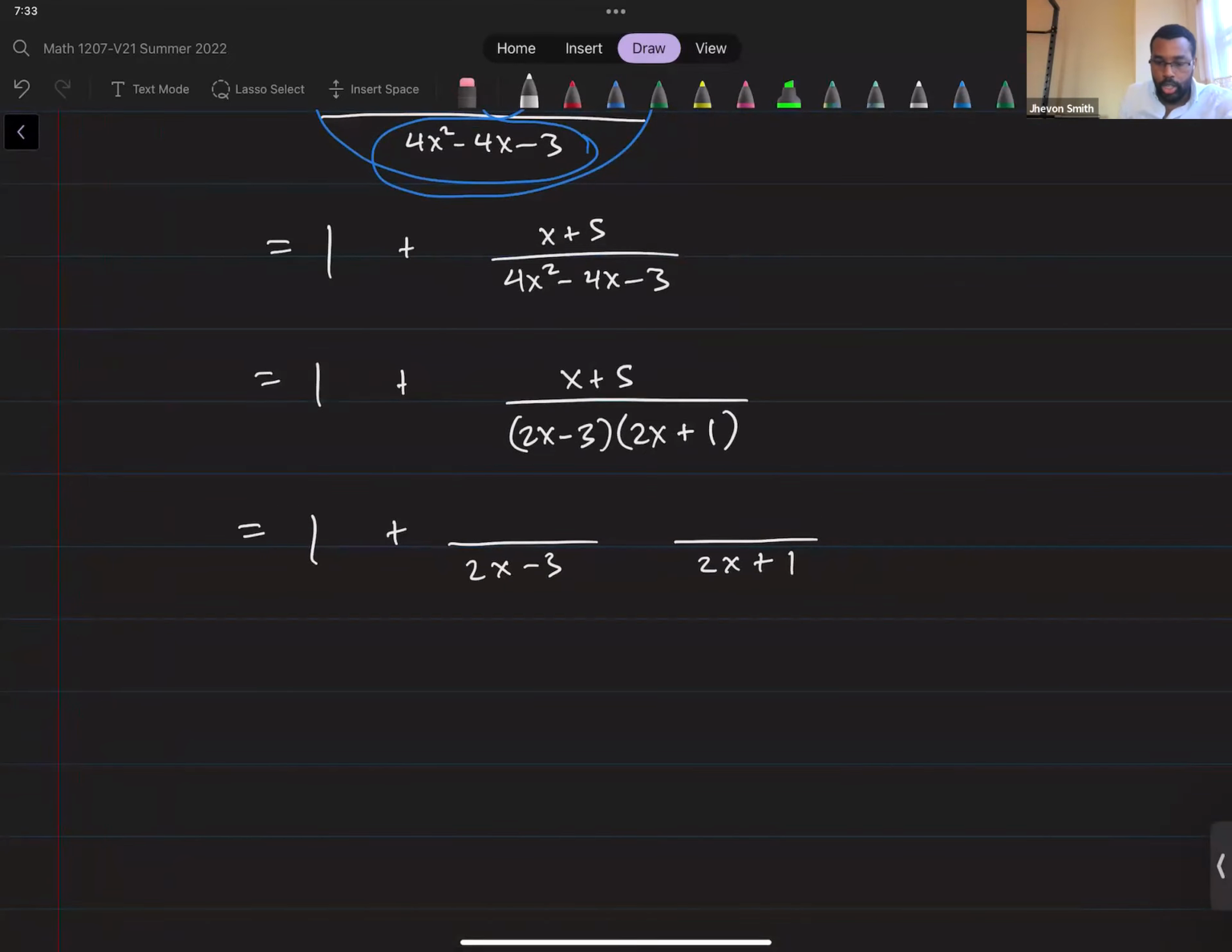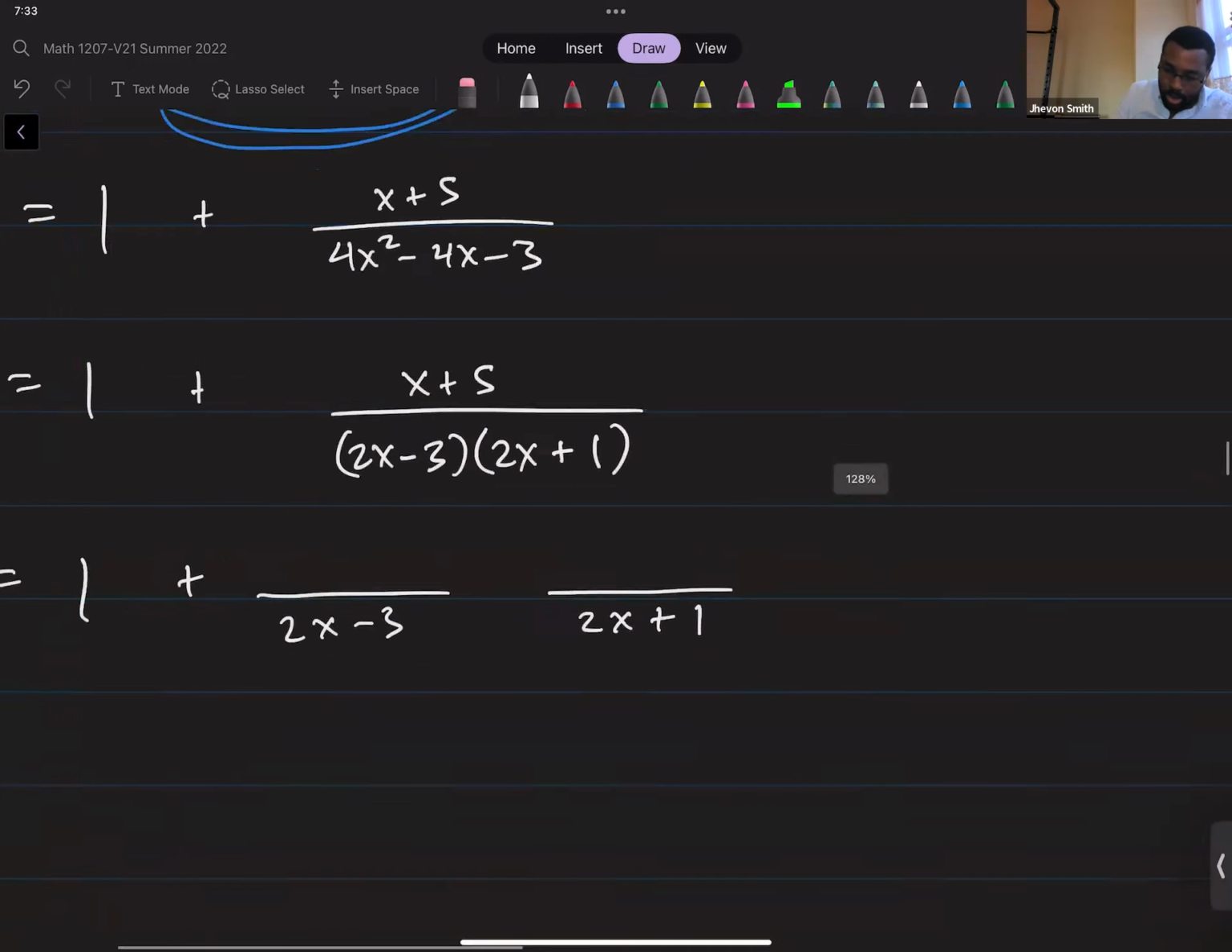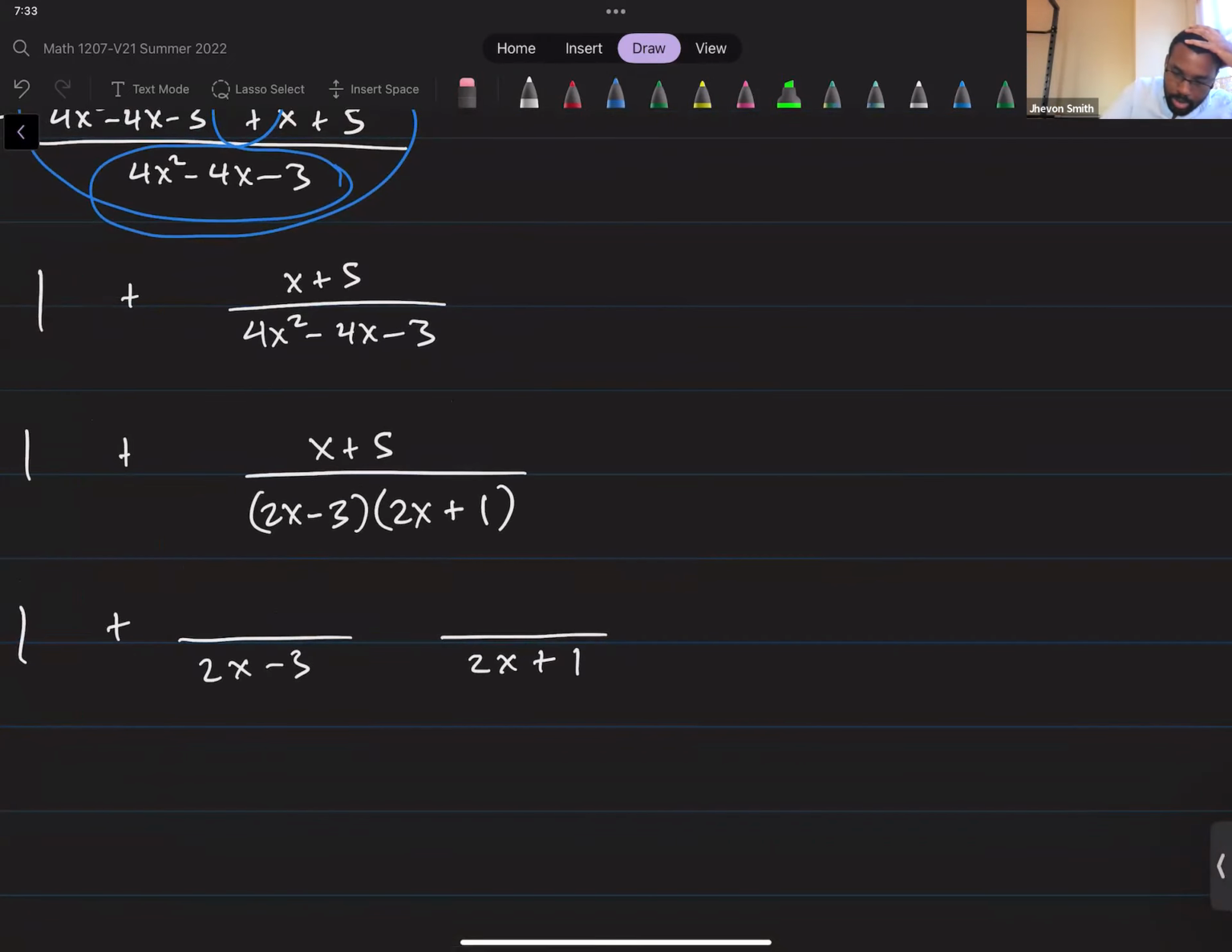And I want to make sure that that's going to work out. Now, these are non-repeating linear factors, so I don't need to go to the side and do that whole partial fraction thing. I can just do the cover up method. So if I cover up the first one, so I take x plus 5 over 2x plus 1, and I plug in x equals 3/2, because that would make that denominator equal 0. Then I would get 3/2 plus 5 all over 3 plus 1.